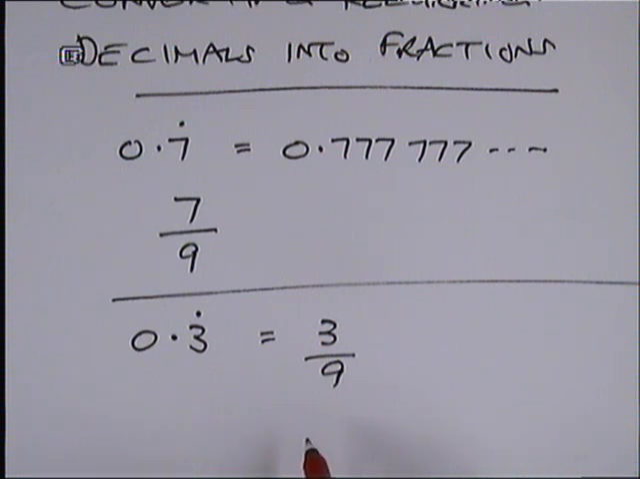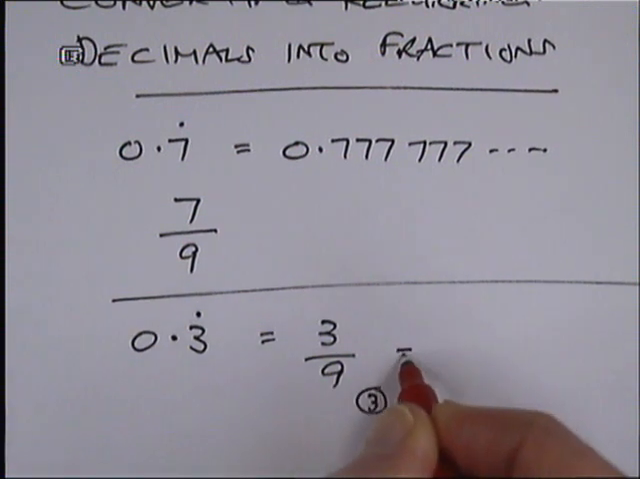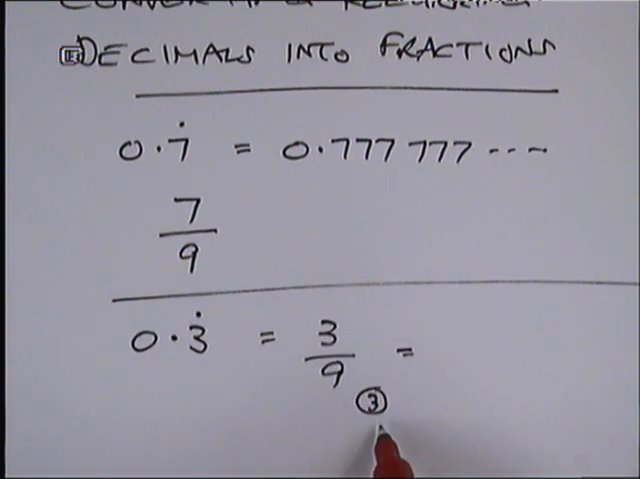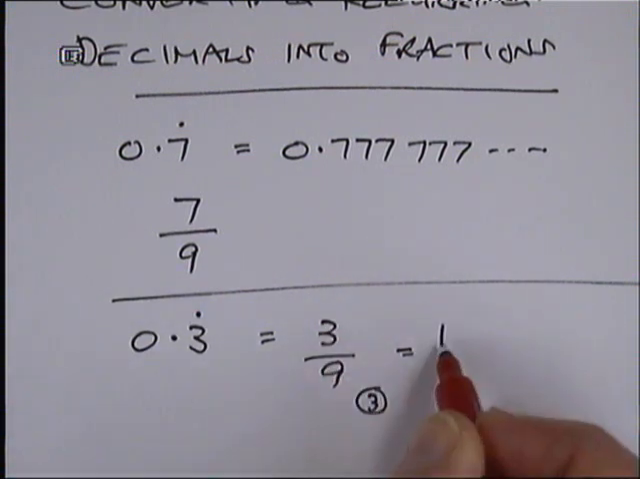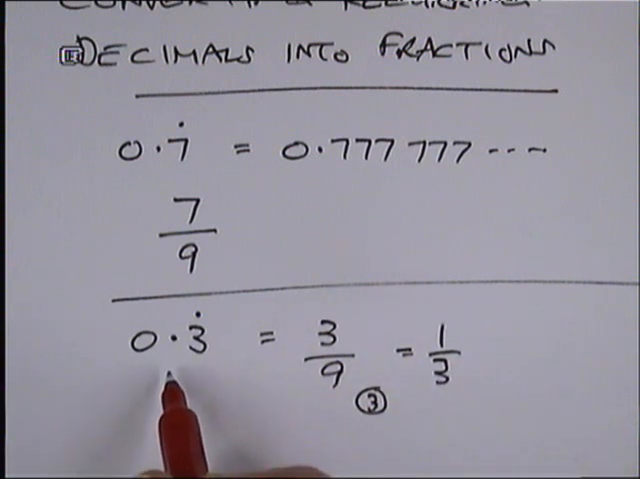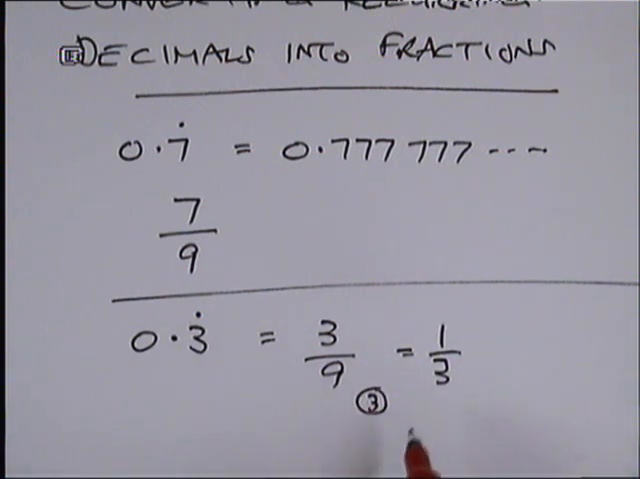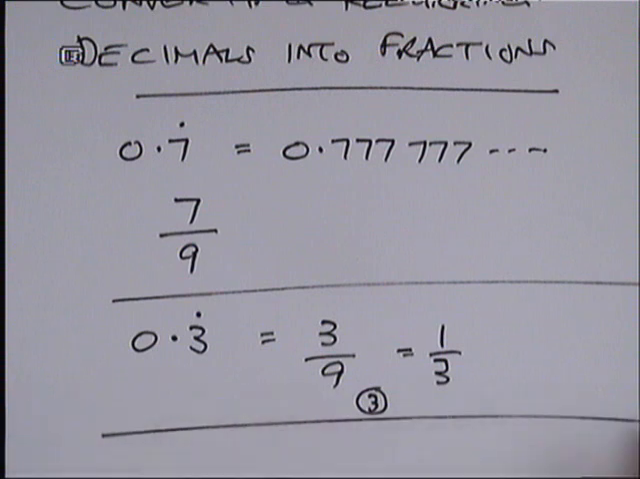Now you might be expecting 1/3. Well, let's have a look. 3 over 9, 3 goes into both of those numbers. 3 goes into 3, and 3 goes into 9. I'm just going to put that 3 down there in a circle. I'm going to divide both of these by this number down here, by 3. 3 divided by 3 is 1. 9 divided by 3 is 3. So 0.3 recurring is the same as 1/3.